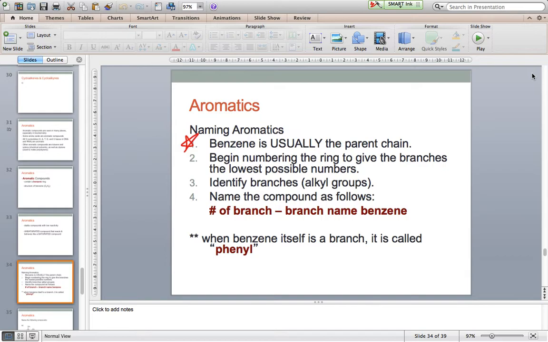And then when you put the whole name together, remember commas to separate numbers from numbers, dashes to separate numbers from words, and then the last part of the name is written as all one word. Now, one thing I do have to point out to you, when benzene is a branch, and again, I'm going to show you three situations where it would be a branch and not the parent chain, we call it phenyl. P-H-E-N-Y-L. So why we don't call it benzyl, I'll never know. But we call it a phenyl branch. So let's take a look at some examples then.